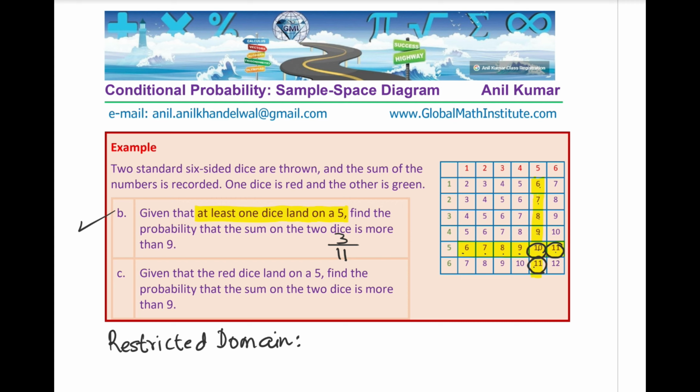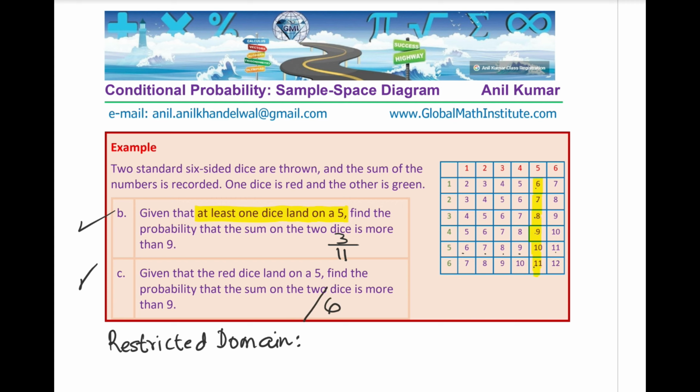Correct? Absolutely clear? Now, let's look into the second condition. So let me erase this now and let's look into part C. It says, given that the red dice lands on 5, find the probability that the sum of the two dice is more than 9. Now, in this case, we have restricted ourselves to only red dice. Now the possible outcomes are restricted, and how many are there? We have 1, 2, 3, 4, 5, 6. So there are 6 possible outcomes.